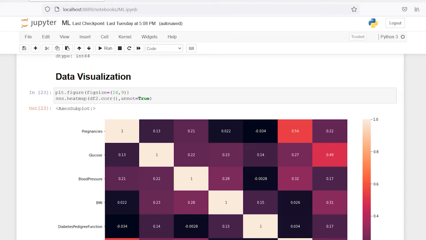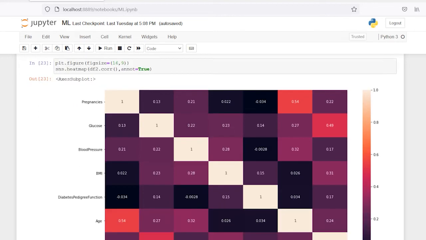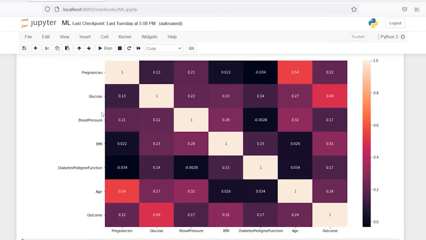For the data visualization, first I have this data correlation graph showing the relation of each of the columns with the others. A value of 1 or near to 1 represents the data is directly proportional to the other column. A value of 0 or near to 0 represents the data is not related.